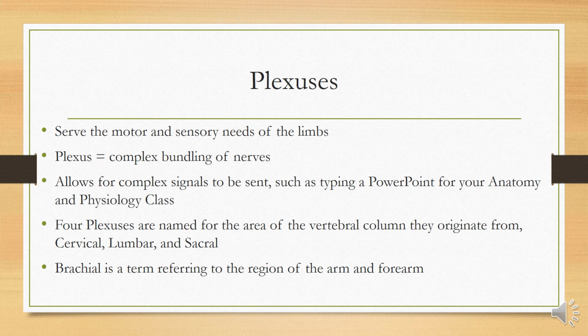Plexuses. These serve the motor and sensory needs of the limb. A plexus is a complex bundling of nerves. It's kind of like a transformer or like an electrical relay. There's a lot of signal coming in. It gets all sorted and then gets sent out to the right area.